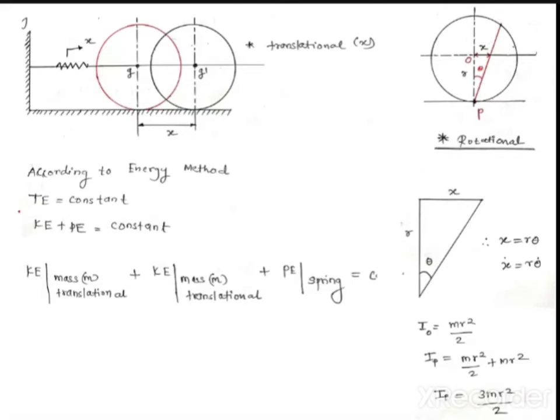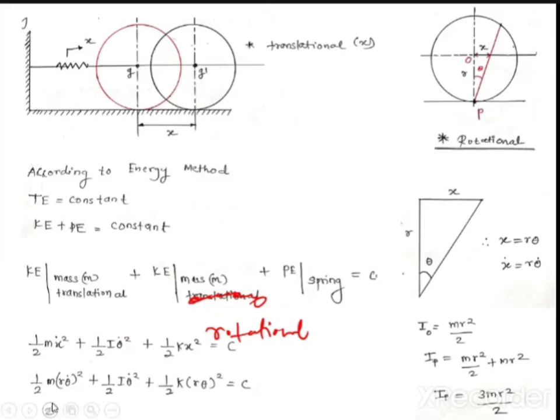Okay, the rest is easy. Kinetic energy of mass, translational, plus kinetic energy of mass m, rotational. Rotational has to come because here there is no separate block mass, it is only a pulley. So the pulley is having a mass m translational, plus pulley is having a mass m rotational, plus potential energy of the spring. Okay, so solve.